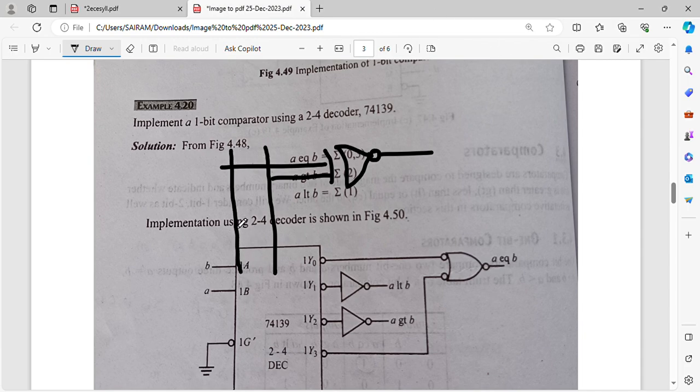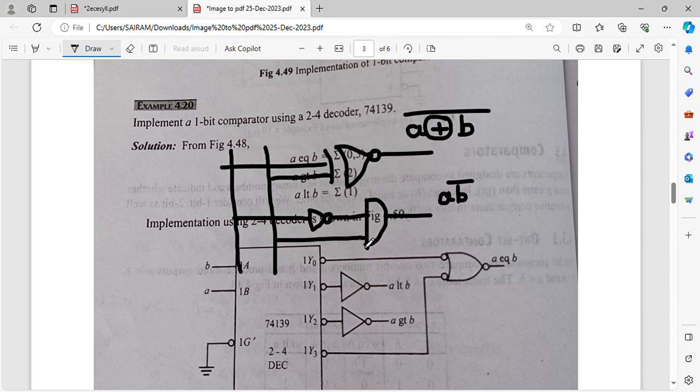I'll write the diagram and tell you. So this is A XNOR B. And this is A B bar, right? Which is A B bar, students? It is for greater than, right? Not for lesser than, for greater than it is.